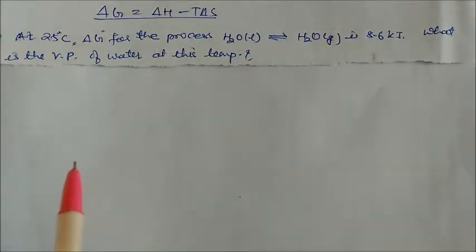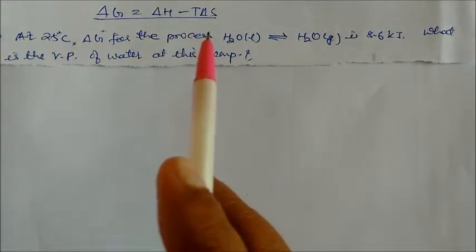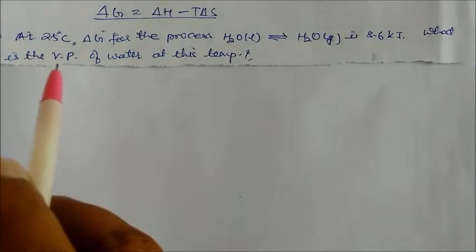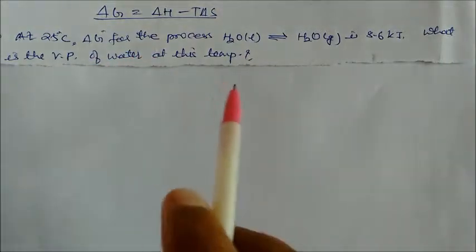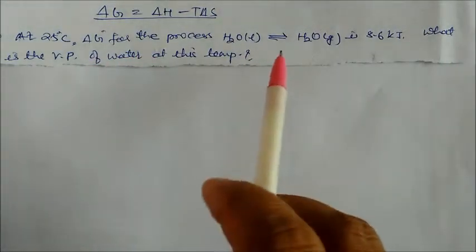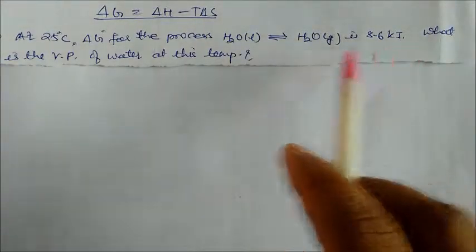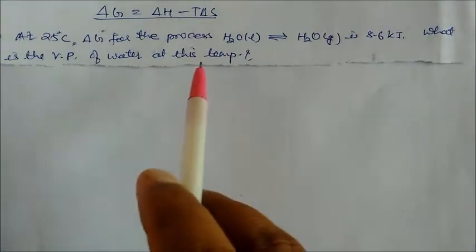So let us solve a problem based on the free energy equation, delta G equal to delta H minus T delta S. I have collected some questions. At 25 degrees centigrade, the standard free energy for the process H2O liquid converted into water gas is 8.6 kilojoules. This is the free energy when liquid water is converted into gas. So what is the vapor pressure of water at this temperature?